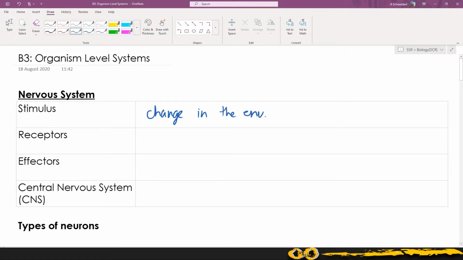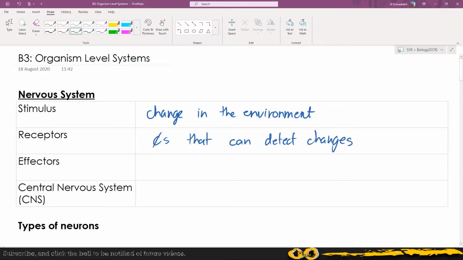This could be something that you see or hear, and it will be detected by cells that we call receptor cells. These are cells that can detect changes in the environment. And receptor cells are specific to what they're detecting. So there are pain receptors and temperature receptors and etc.